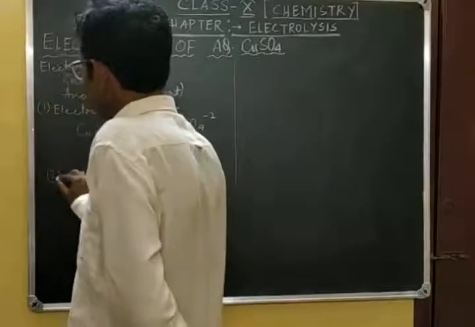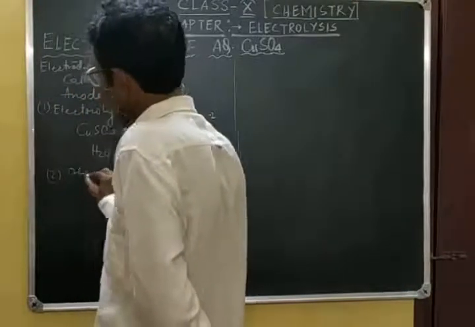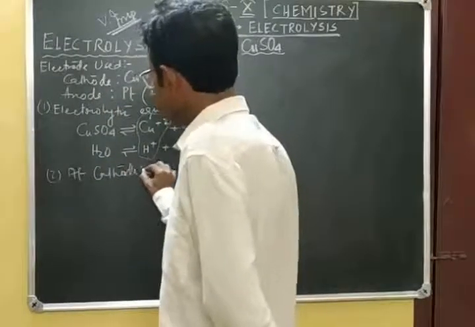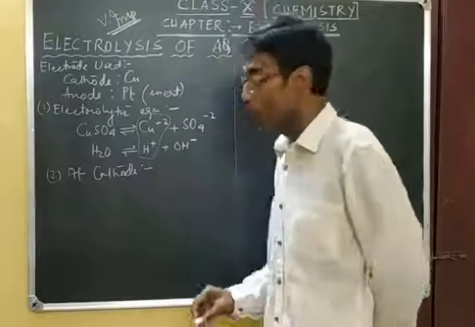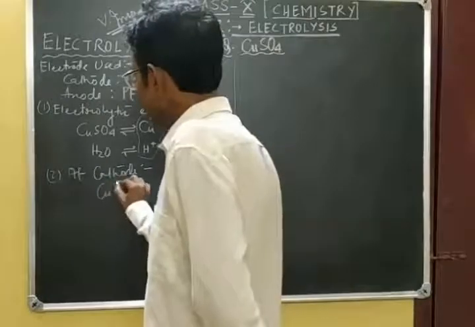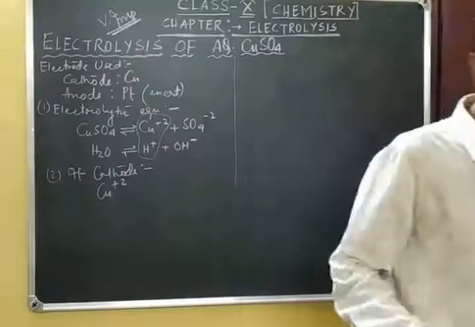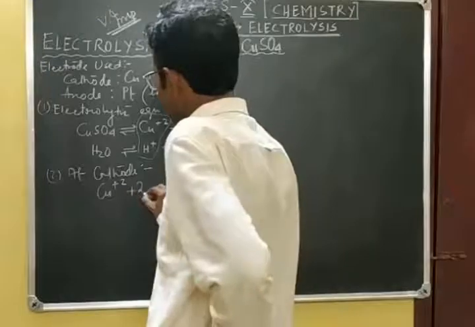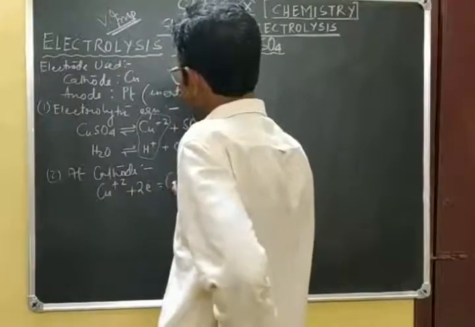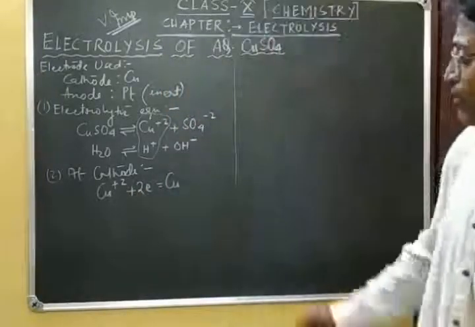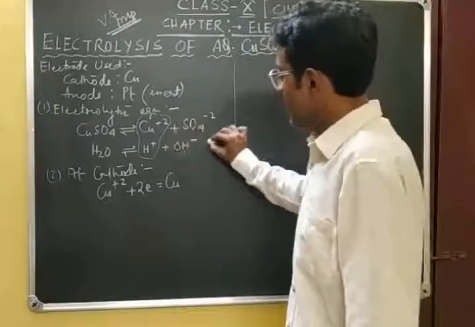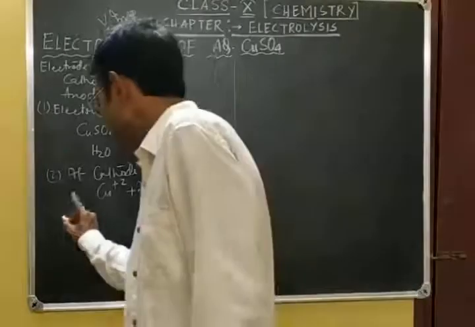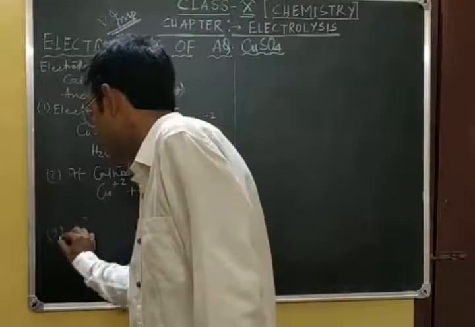Number 2, reaction at cathode. At the cathode, who will go, copper or hydrogen? Copper, as per preferential discharge. So copper plus 2 will gain 2 electrons to form Cu. And what about these two? Just now we have done that between sulfate and OH, OH will go. So I am leaving some gap here, just see how I am doing it.